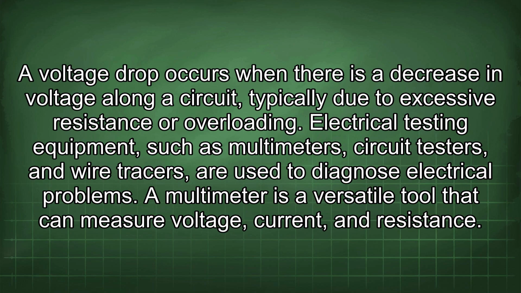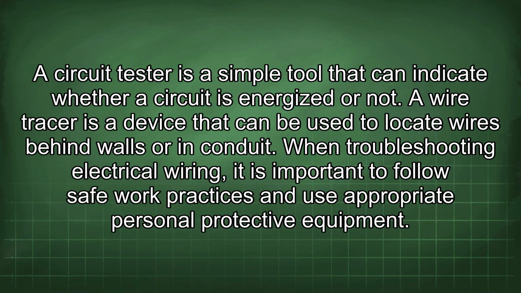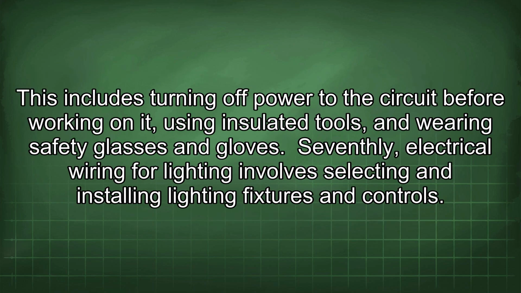A multimeter is a versatile tool that can measure voltage, current, and resistance. A circuit tester is a simple tool that can indicate whether a circuit is energized or not. A wire tracer is a device that can be used to locate wires behind walls or in conduit. When troubleshooting electrical wiring, it is important to follow safe work practices and use appropriate personal protective equipment. This includes turning off power to the circuit before working on it, using insulated tools, and wearing safety glasses and gloves. Seventhly, electrical wiring for lighting involves selecting and installing lighting fixtures and controls.